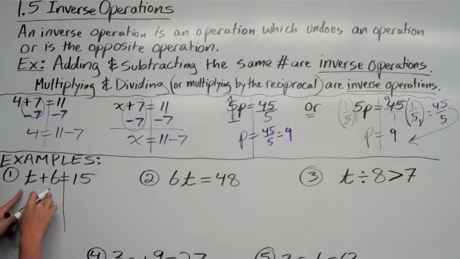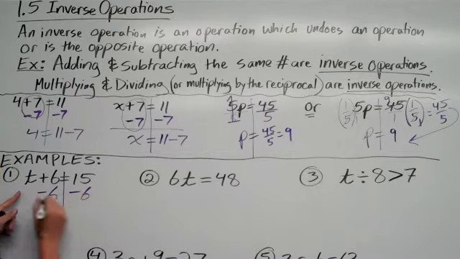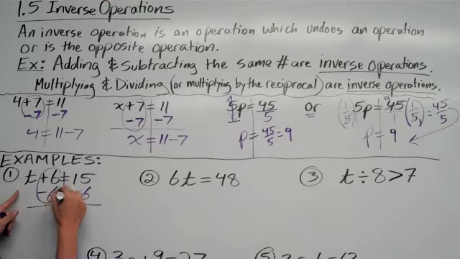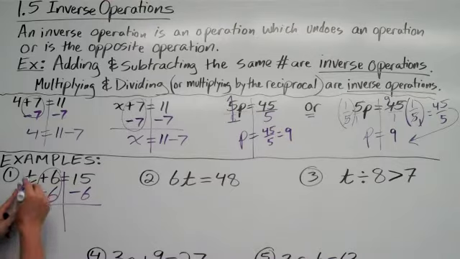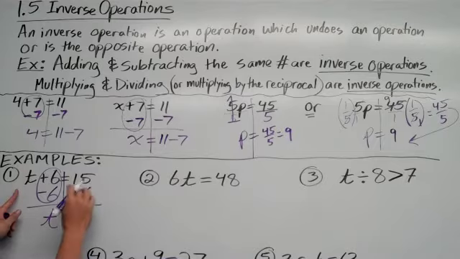So what's the inverse of plus 6? Correct, minus 6. If you said add a negative 6, you are also correct. So I am subtracting 6 from both sides. Plus 6 and minus 6 makes 0. So I'm left with t plus 0, which is just t. And I have 15 minus 6, which is 9.